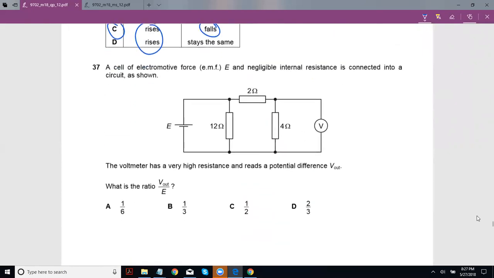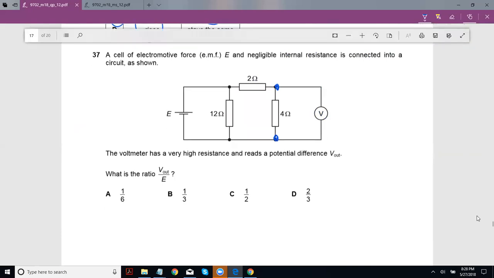37. A cell of electromotive force E and negligible internal resistance is connected to a circuit. The voltmeter has a very high resistance and reads a potential difference V out. What is the ratio of V out upon E? So we have to figure out what will... Here the 12 ohm resistor doesn't matter, because it's in parallel, so the voltage stays the same.